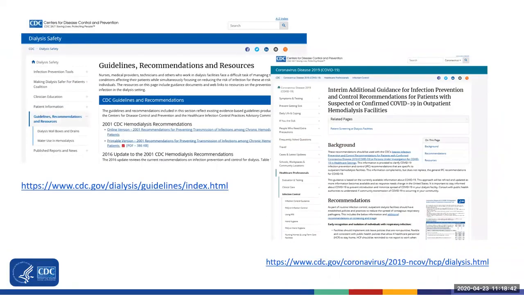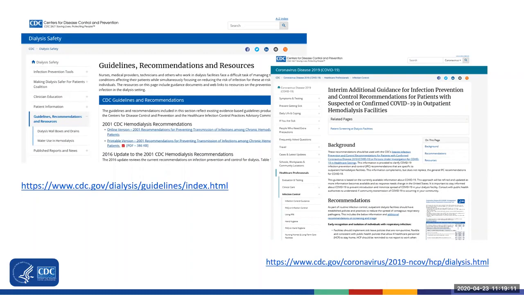Evidence-based practices and existing CDC guidance for preventing infections in the dialysis setting, as well as observations of clinical practice, are the foundations of this toolkit. COVID-19 recommendations are summarized in the interim additional guidance for infection prevention and control recommendations for patients with suspected or confirmed COVID-19 in outpatient hemodialysis facilities. This guidance was developed from the information currently available about COVID-19.